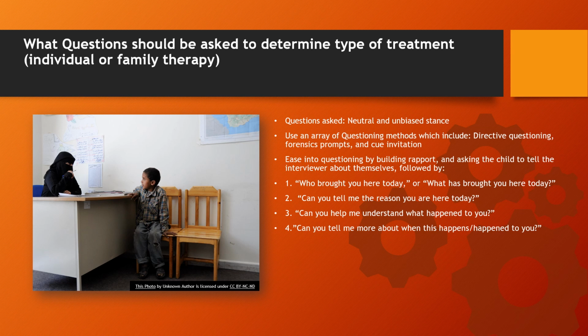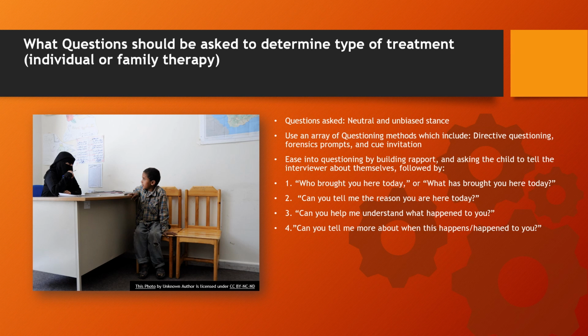If the child has not provided clarity on why they are here, the therapist might ask for more clarity by asking the following question. Can you tell me the reason you're here today? Number 3, can you help me understand what happened to you? If the child has then indicated what kind of abuse, you can then ask, can you tell me more about when this happens?